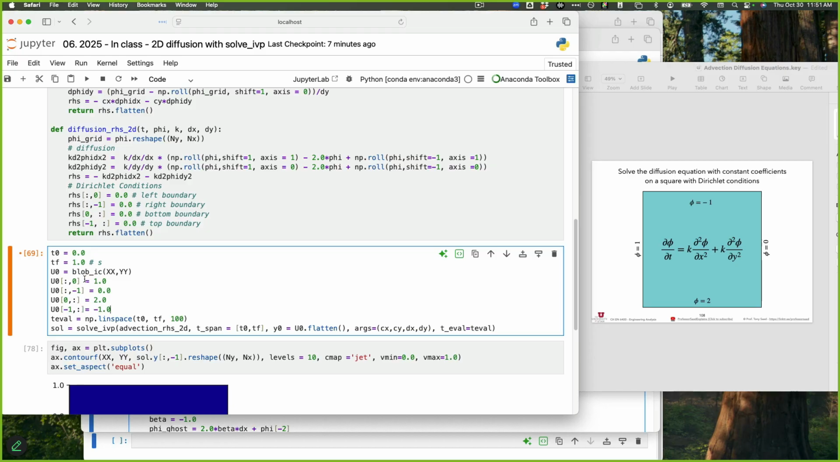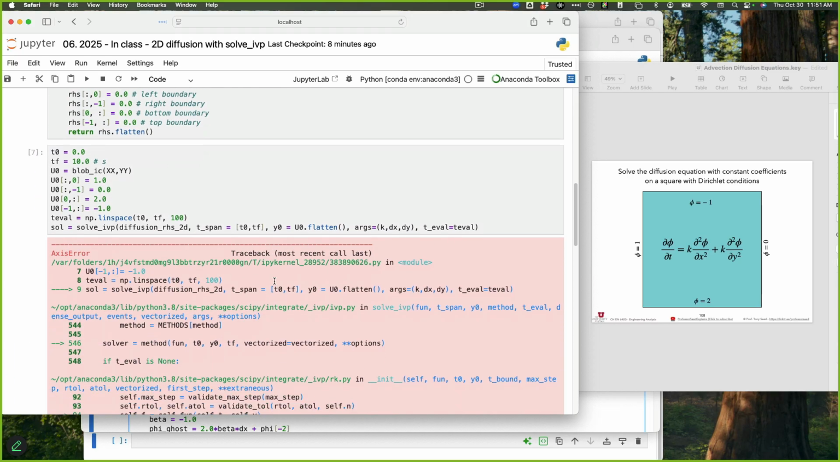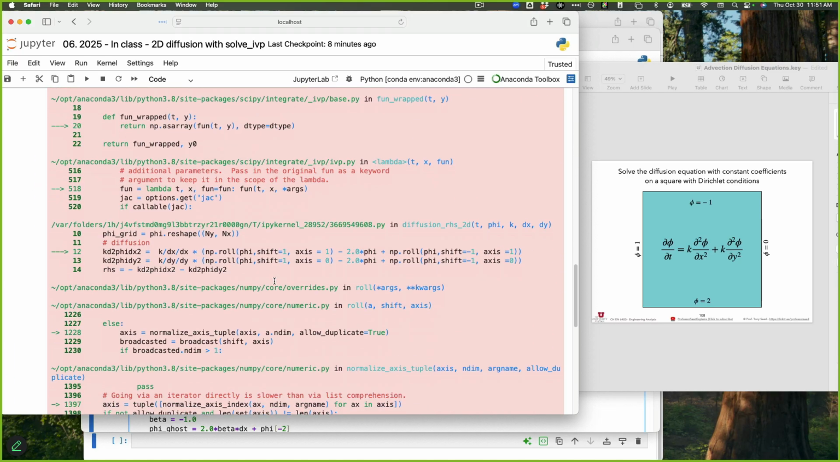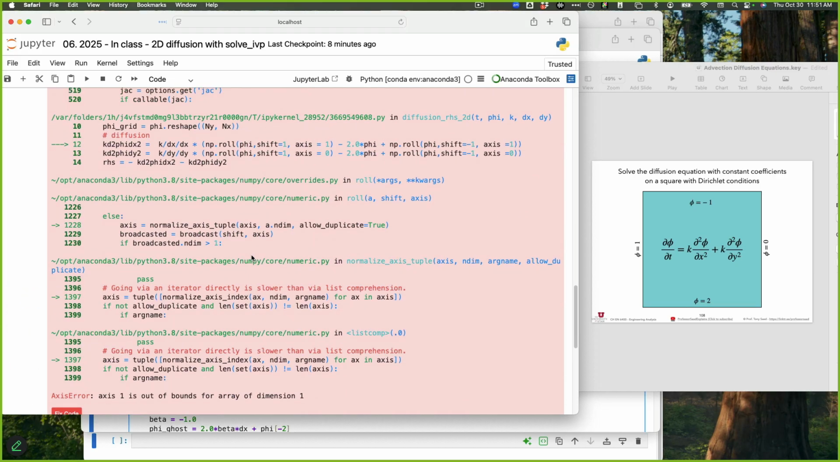Okay. And then we do this with the diffusion right-hand side 2D, and then we have to fix the arguments here and put k. And you'll notice because diffusion is very slow on its own, we need to run this for a longer final time. So I'm going to put it at 10 seconds for t-final. And if I run this, it's going to crash. I don't know why. Let's see why. Axis 1 is outside the bounds of array dimension 1.